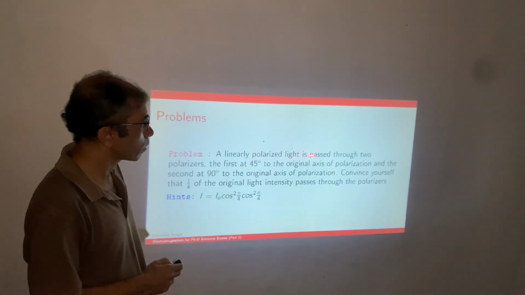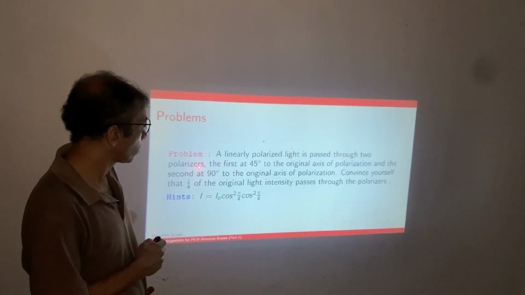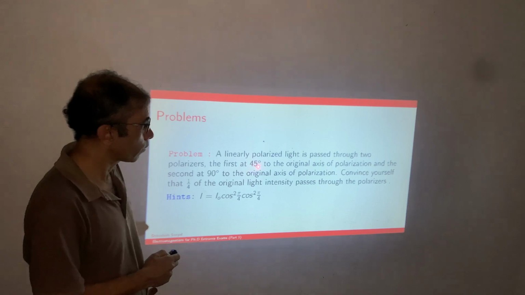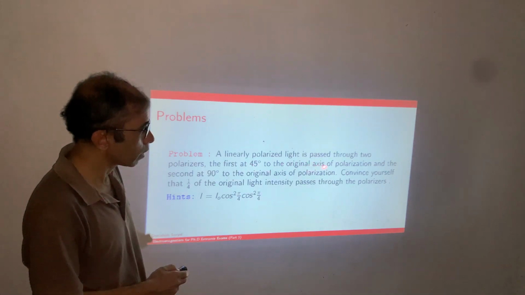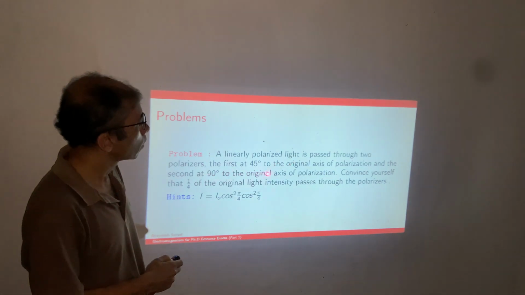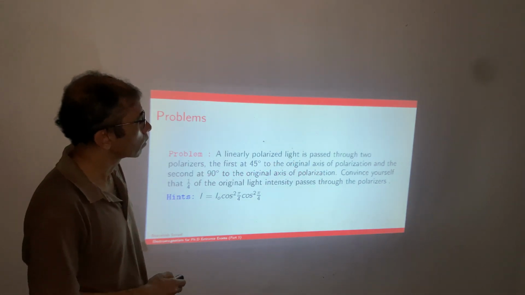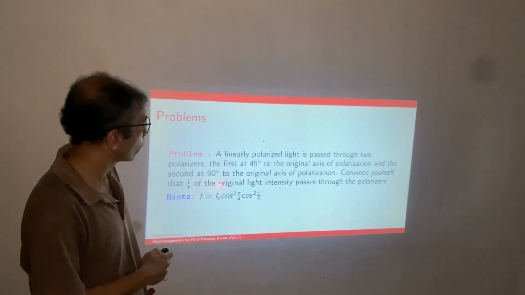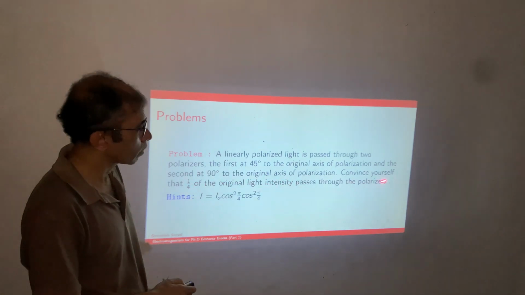A linearly polarized light is passed through two polarizers. The first one at 45 degrees to the original axis of polarization, and the second at 90 degrees to the original axis of polarization. Convince yourself that 1/4 of the original light intensity passes through the polarizer.